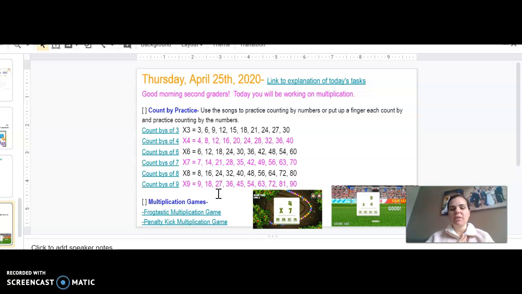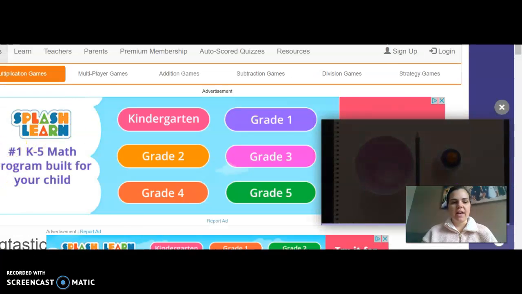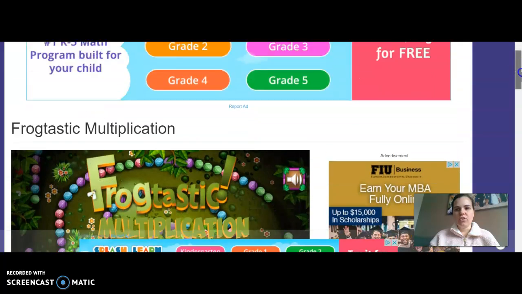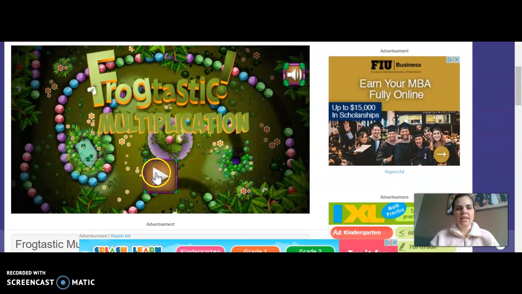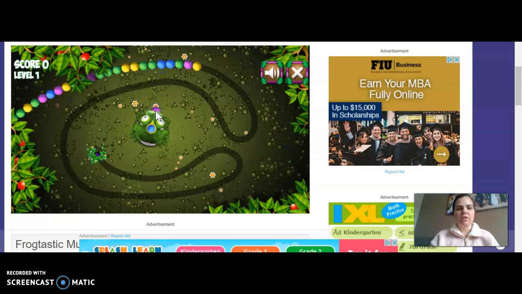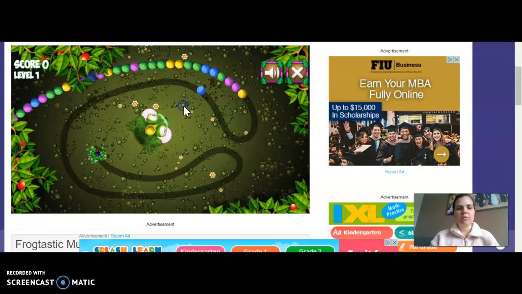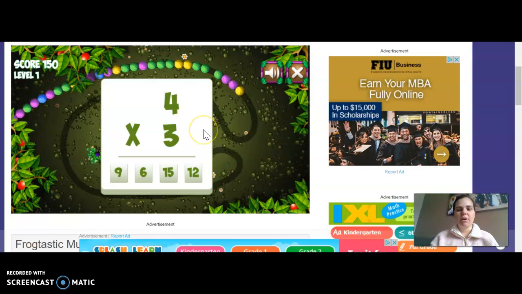Then there are two multiplication games that you are able to play. The first one is Frogtastic Multiplication game. How you play that is you go ahead and click on the link, and then it says Frogtastic Multiplication. You can play level 1. You have to get 3 of the colored marbles in a row. So I have a blue, so I'm trying to get the blue in a row, get it to a purple, another blue, and then it gives me a multiplication fact. So using my sheet that I have all my facts, I can practice my count bys.